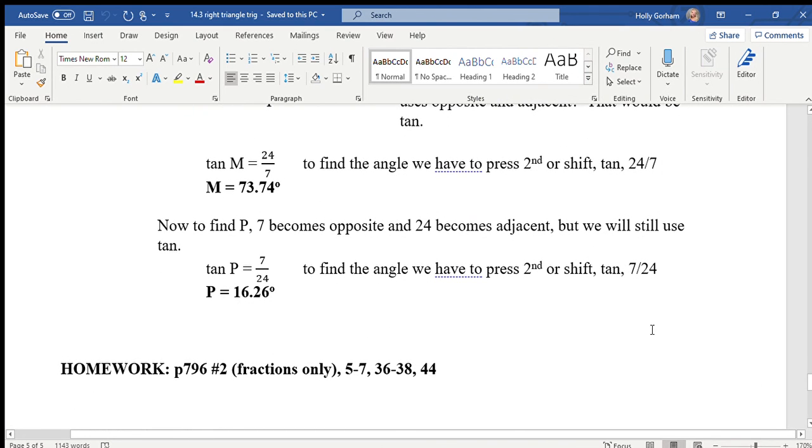On your homework on page 796, for number 2, just write the fractions only. You don't have to do the decimals. And then you're doing 5 through 7, 36 through 38, and 44. You may have to draw the triangle on your own.